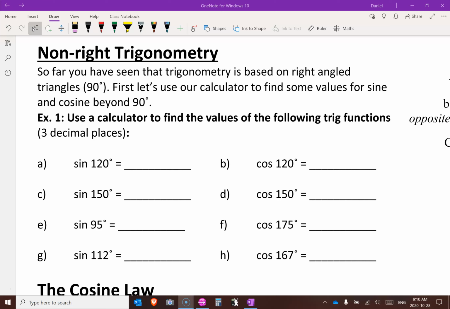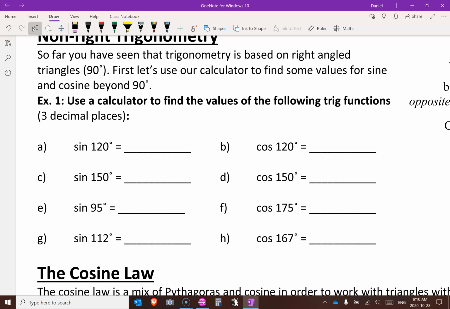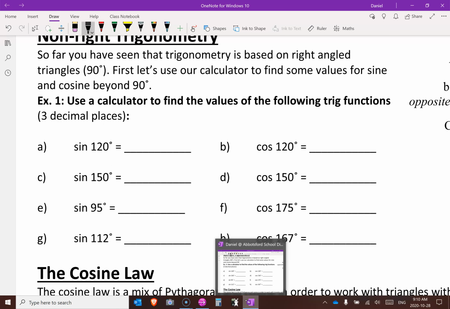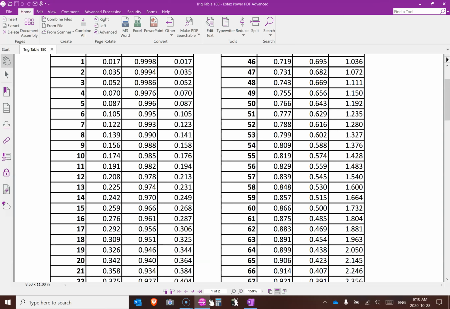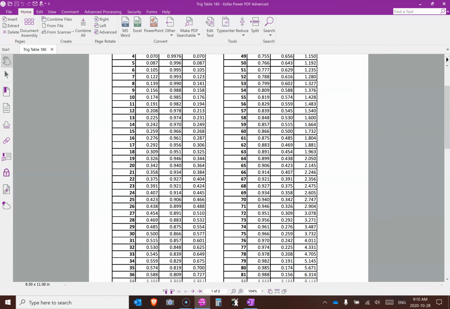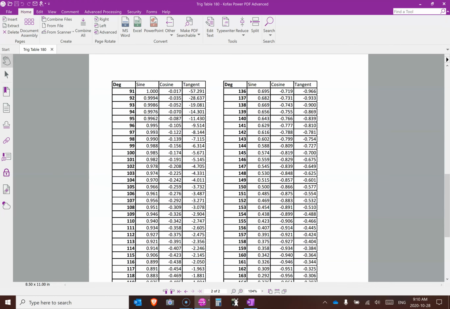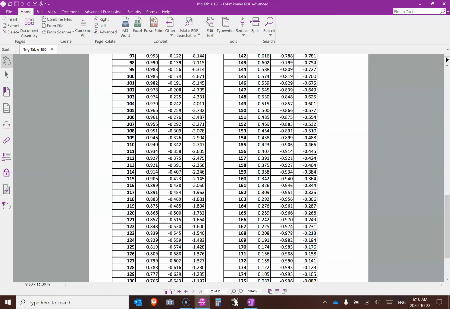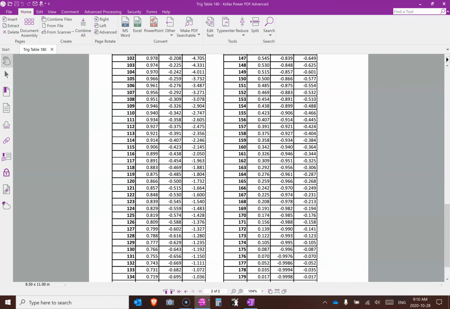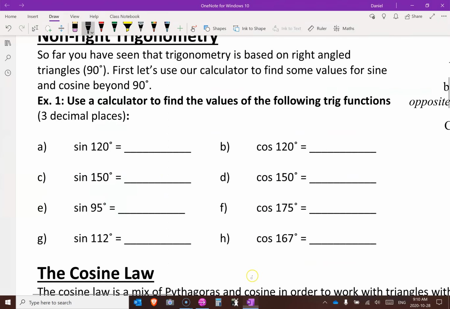It says here, use a calculator to find the following. So sine 120. You can have a calculator, but we're going to use a trig table. Can I zoom out? Yes, I can. So I want to go to 120, which I think is on the next page. Anything over 90 is the next page. So 120 is here, and sine is the left. So 120, 0.866. So we can go over here, 0.866. And that's all we're going to do for all of these.